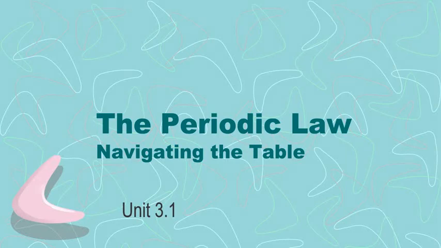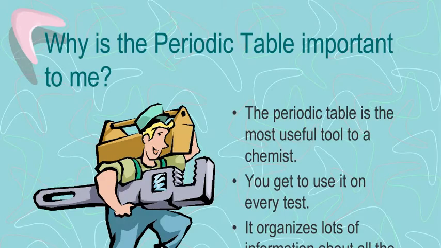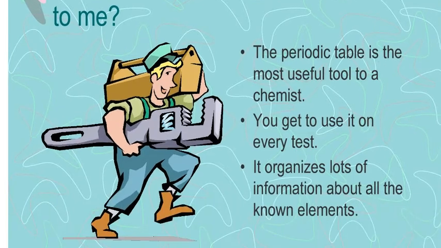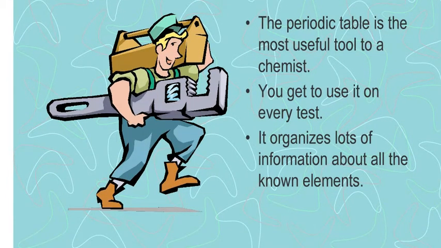We're beginning Unit 3.1, which is navigating the periodic table and understanding the periodic law. The different patterns that we see on the periodic table repeat themselves. The periodic table, you're going to find a very useful and important tool. As a chemist, you're going to use it on every single test because it's going to help us learn a lot of information about chemical bonds and chemical reactions.